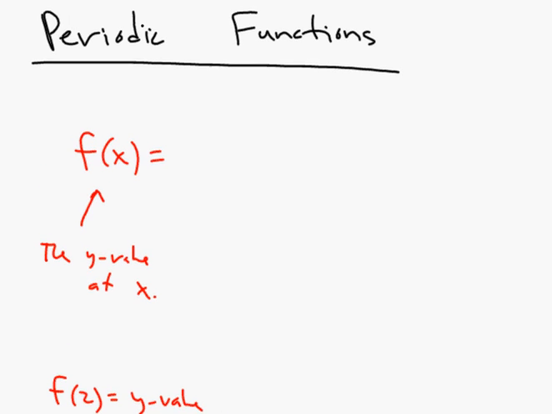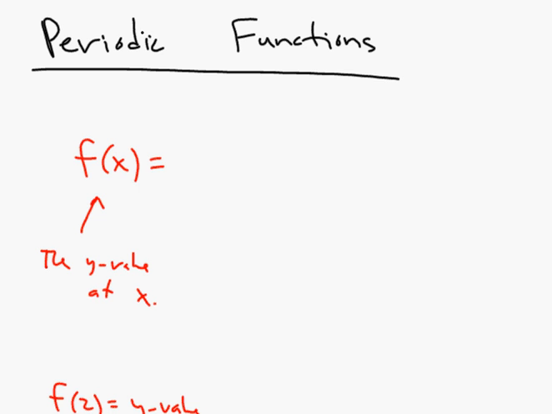A periodic function has the following property, that the y value at x is the same thing as the y value at x plus p, where p is just a number.